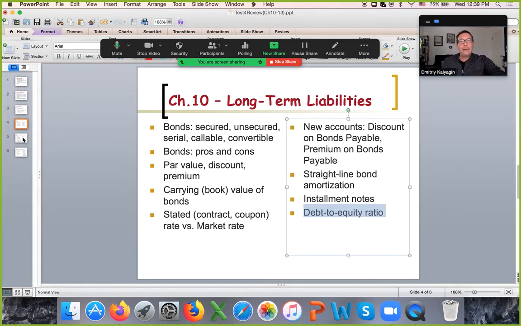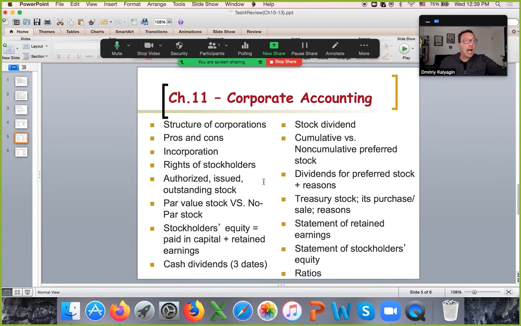In Chapter 11, we talked about stockholders' equity. We covered the structure of corporations, advantages and disadvantages of corporations compared to other forms of business entities. I talked about the process of incorporation, and we listed 5 rights that common stockholders have. Guys, you need to know the differences between authorized shares, issued shares, and outstanding shares.